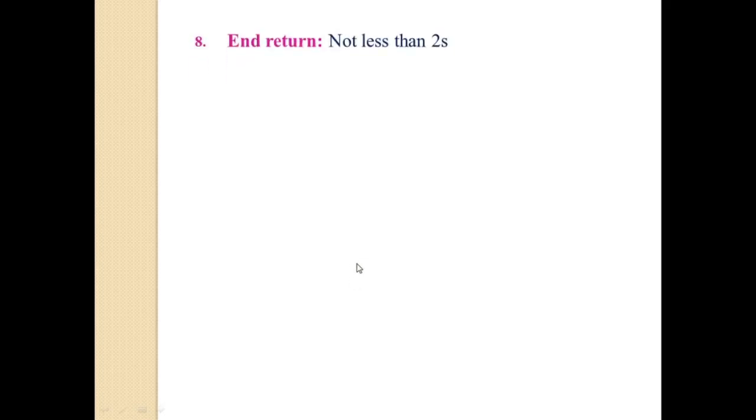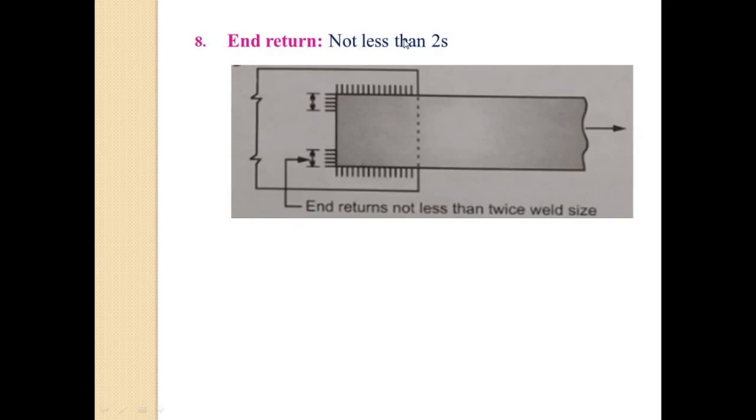Next is the end return. Here we can see the end return. Fillet welds terminating at ends or sides of a part or member should preferably be returned continuously around the corners for a distance not less than twice the weld size. As shown in this figure, these end returns are not less than twice the weld size. If the weld size is 6 mm, then this end return should not be less than 12 mm.